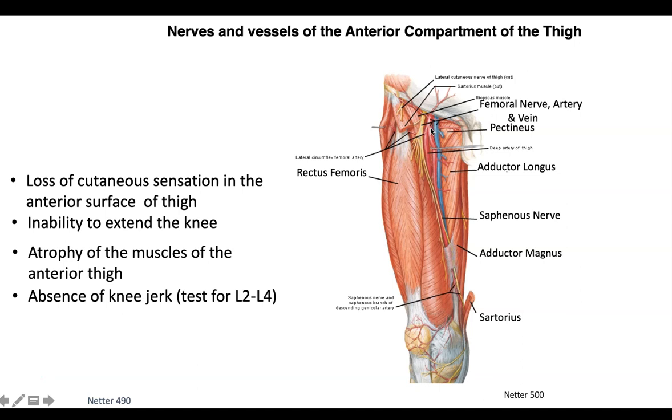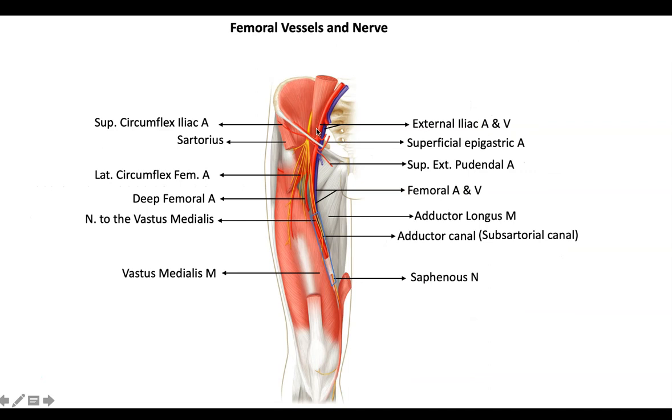The blood vessels of the anterior compartment are the femoral artery and the femoral vein. You already know that the femoral artery is the continuation of the external iliac artery. And the femoral vein is continuous with the external iliac vein when it crosses the inguinal ligament and enters into the abdominopelvic cavity. So the femoral artery and femoral vein lie in the femoral triangle, and they almost bisect the femoral triangle.